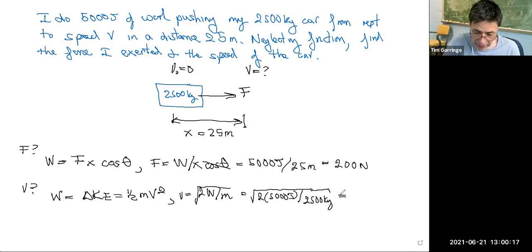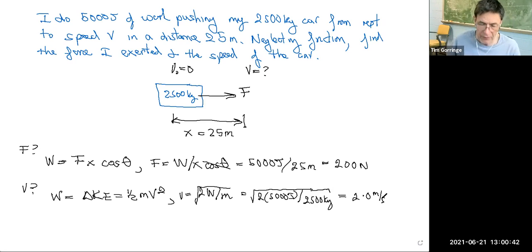And I think I can calculate this one in my head too, because I've got in the numerator 10,000, 2 times 5,000. In the denominator, I got 2,500. So inside the square root is 4, and the square root of 4, I know that is 2. So that final speed is 2 meters per second.